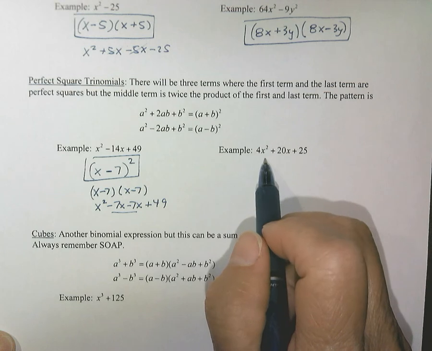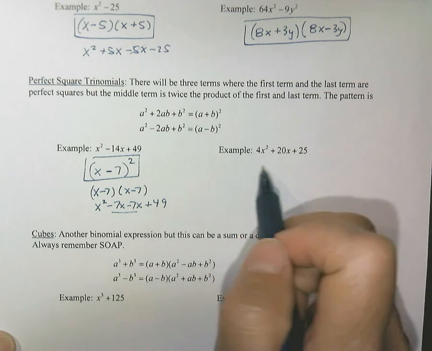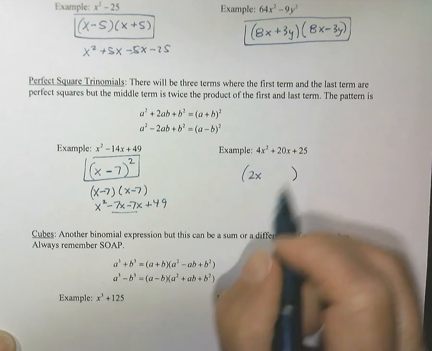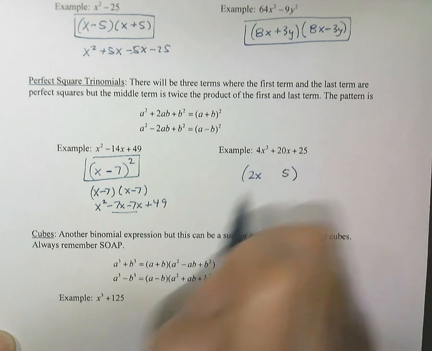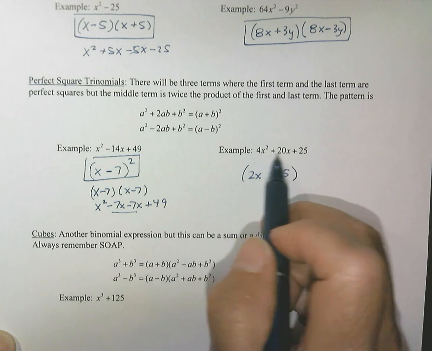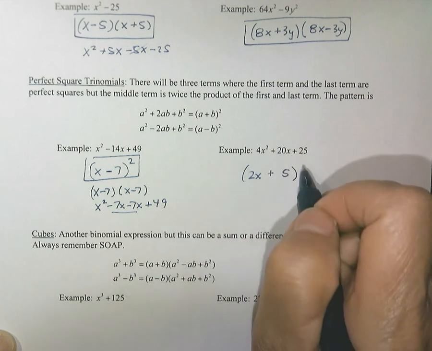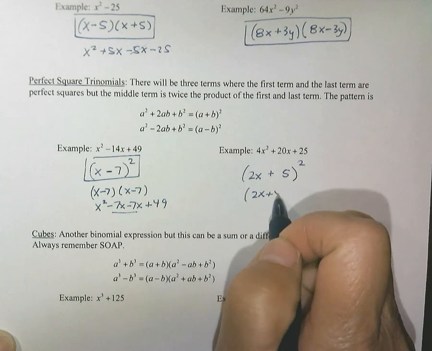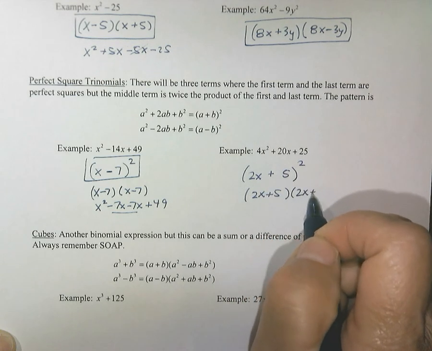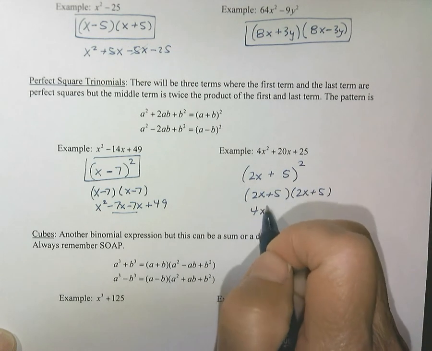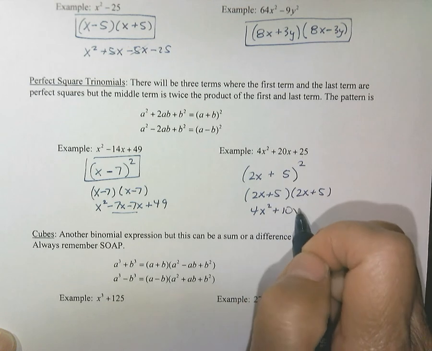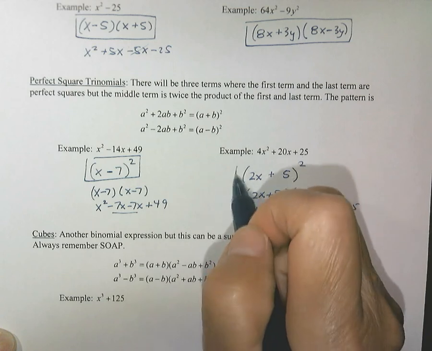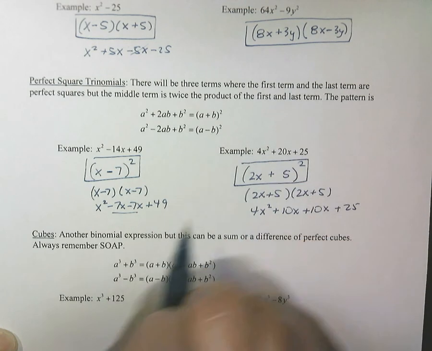So here's another perfect square. The square root of 4x squared is 2x. So I have a 2x. Square root of 25 is 5. Both of these are plus signs, so there's going to be a plus sign here, and this is squared. So this is saying 2x plus 5 multiplied by 2x plus 5. Gives me 4x squared plus 10x plus 10x plus 25. So that is correct.